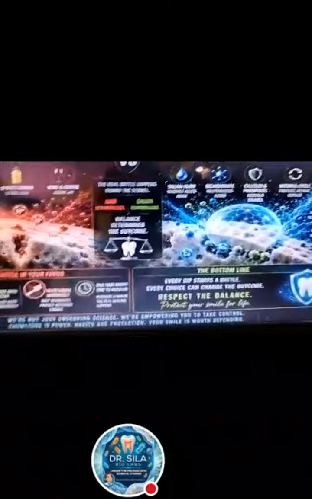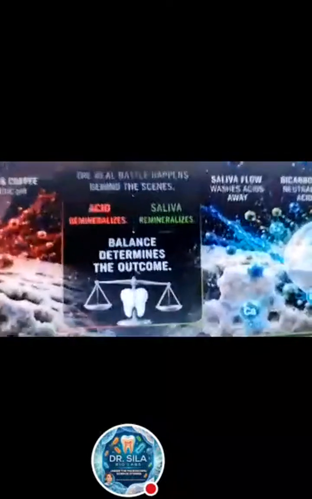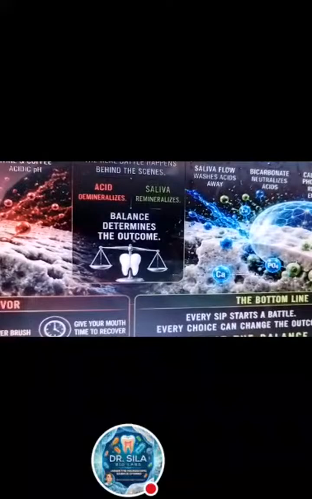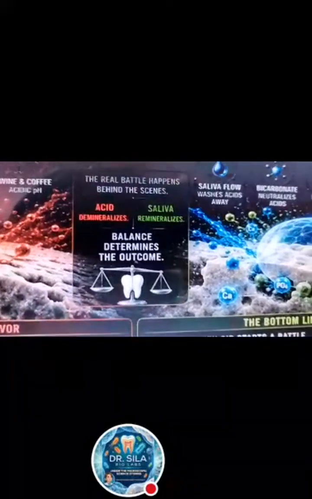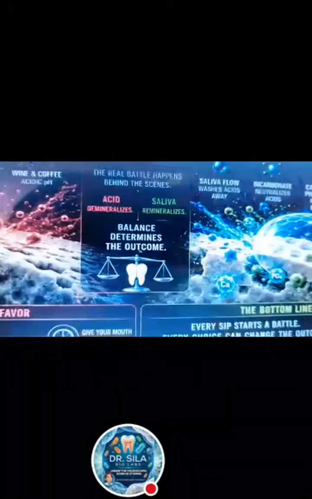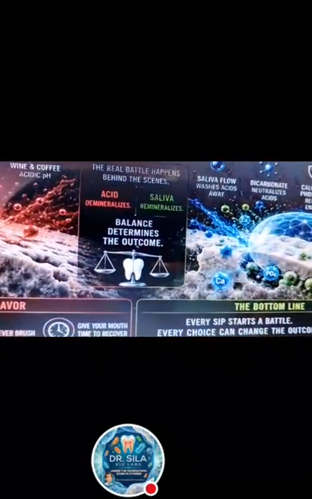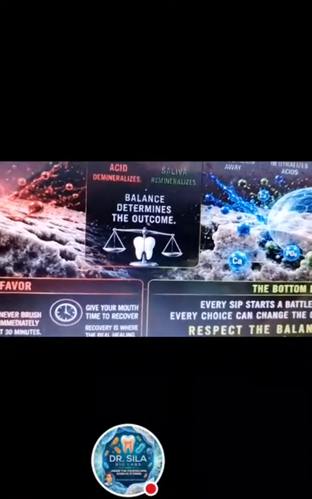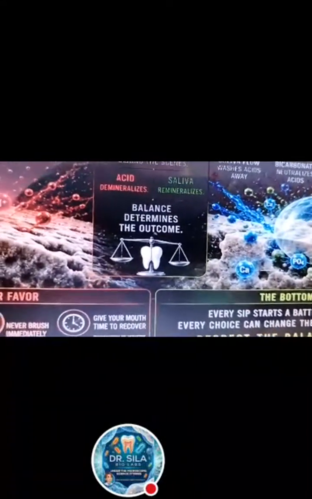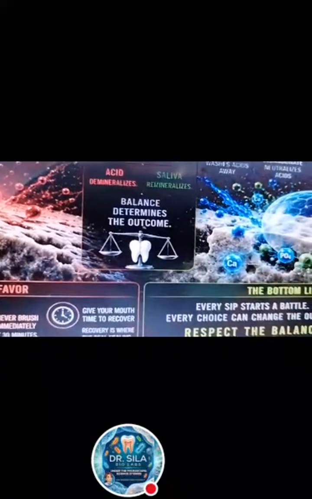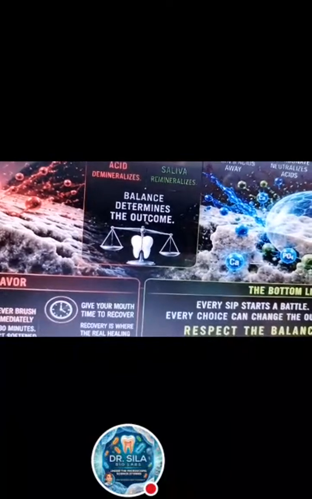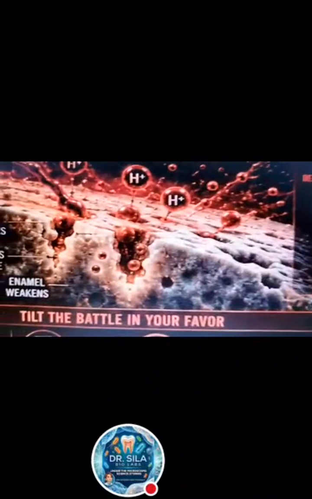But the main problem, what is it? The process of destruction and the process of construction. When the acid demineralizes, your tooth is in destruction, okay? And when the saliva remineralizes, your teeth are in a repair phase. But what happens when the demineralization is more and the remineralization is less? There is destruction of the structure of the enamel, that is our tooth.